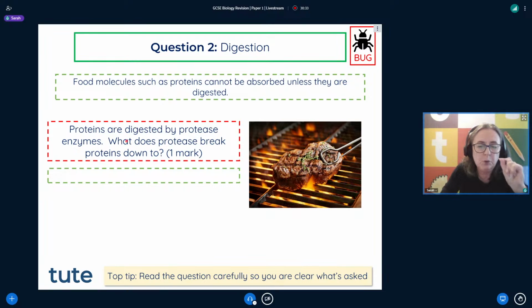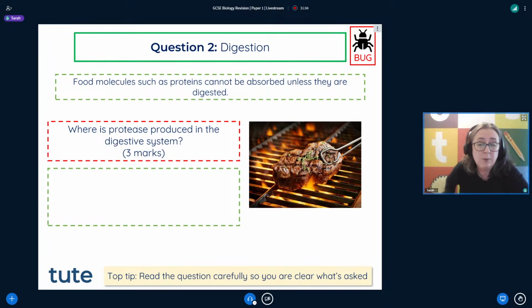We know that proteins are big structures, but the little building blocks that form a protein are called amino acids. So amino acids are the building blocks of protein. When you digest a big meaty protein like this, you will break it down from these big protein molecules into individual amino acids. And those amino acids are soluble and can be absorbed readily across the wall of your small intestine.